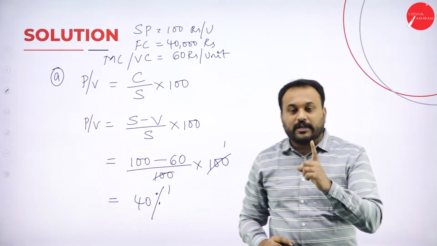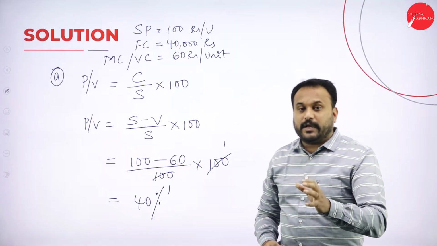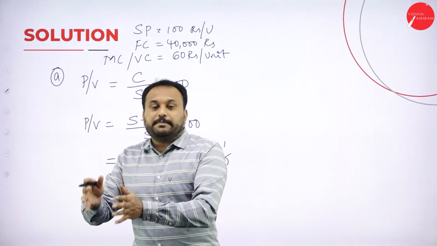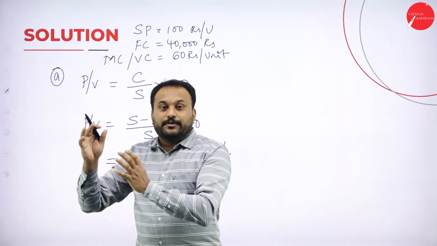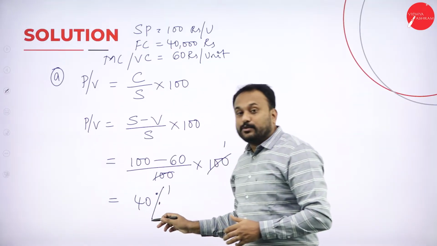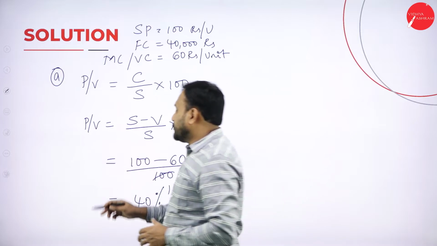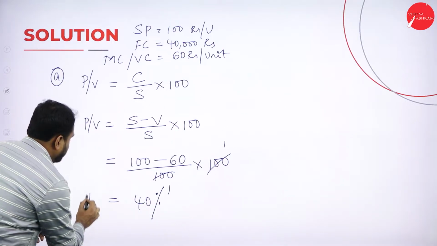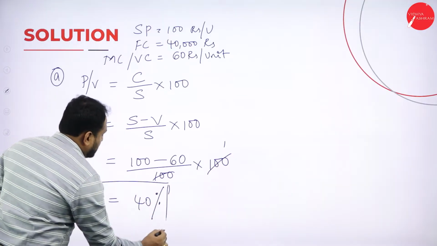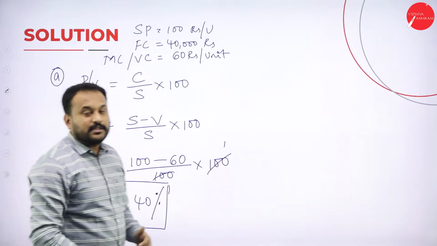You are supposed to write 40%. See, there is a lot of difference between 40 units, 40 rupees, 40%. And when you go with only 40, you're not giving a value to it. So this is the PV ratio. So we got the first question, that is PV ratio is equal to what? 40%. So we are done with the PV ratio.